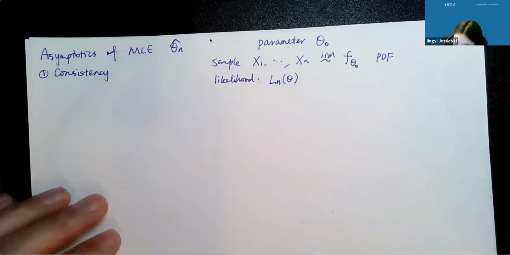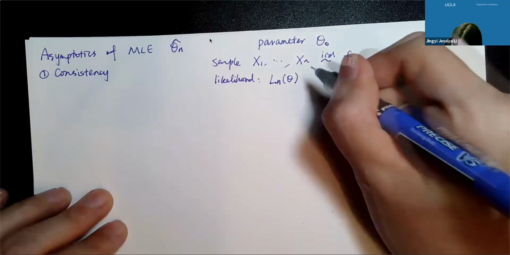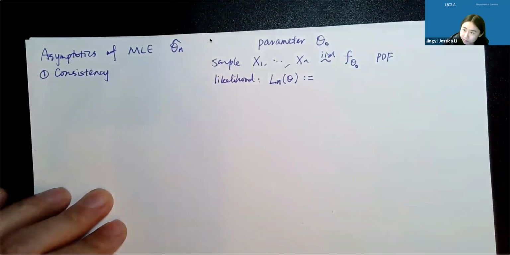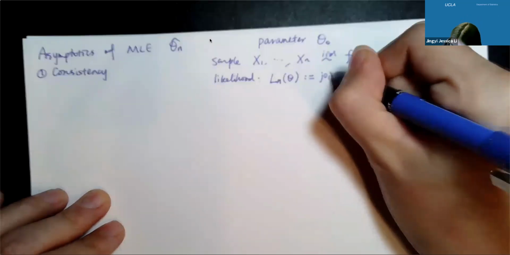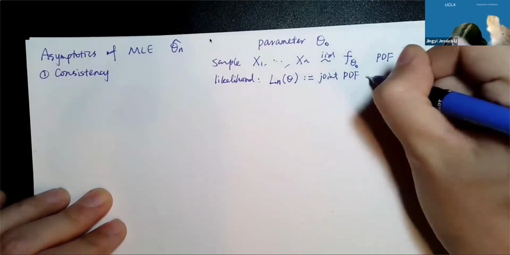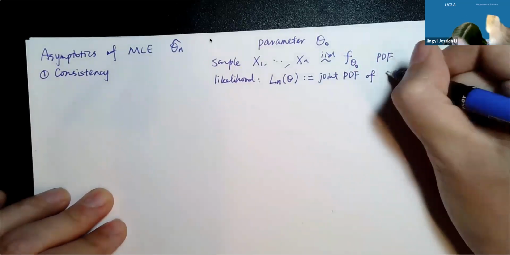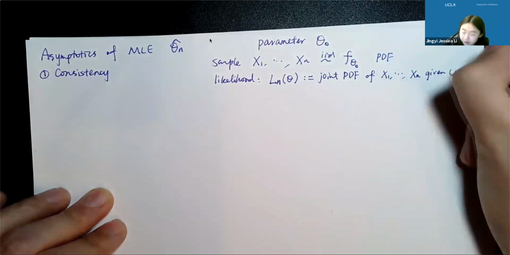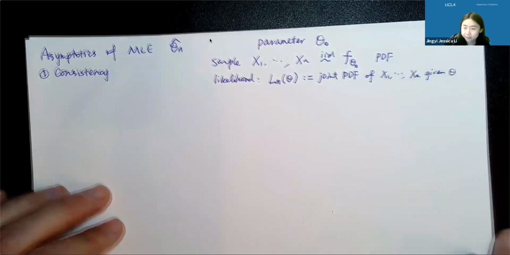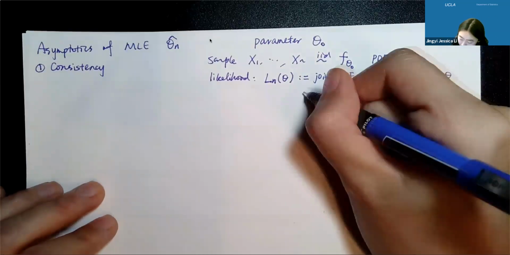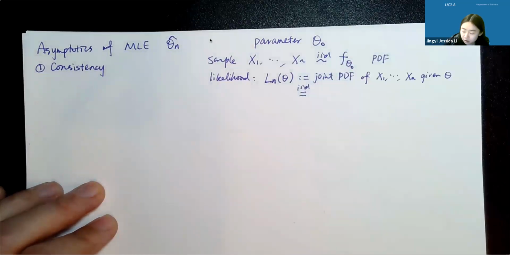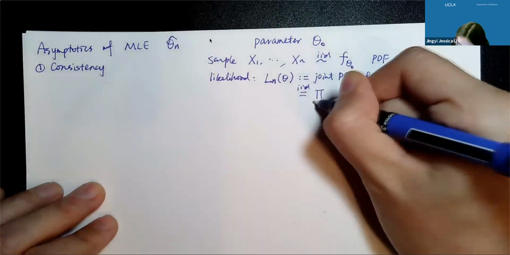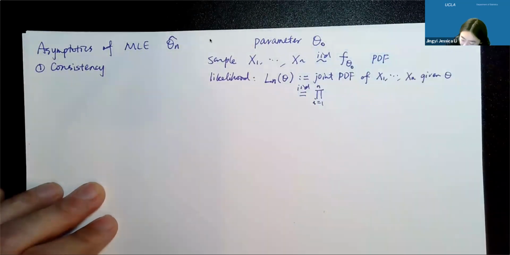So in this case, the likelihood function is defined as the joint density, the joint PDF of my sample x1 to xn given this parameter theta. Because we have IID x1 to xn, we can just factorize this joint PDF as the product of individual PDFs. So I can write it as f.